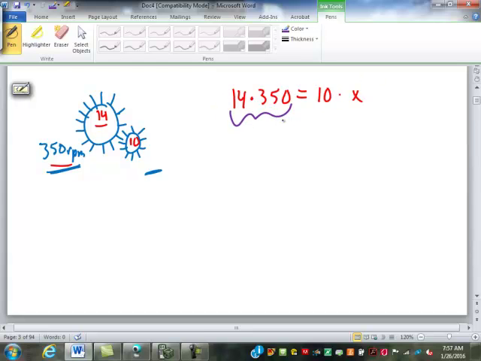14 times 350, which is 4,900? That doesn't seem right. Is this 4,900? Really? Holy crap. 4,900, then divide by 10 is 490. So it is 490 RPM.